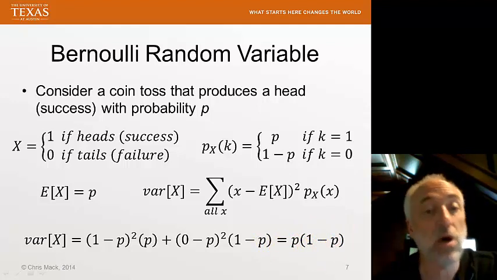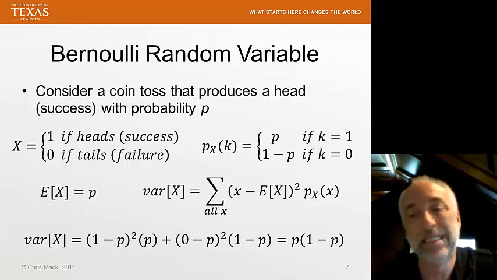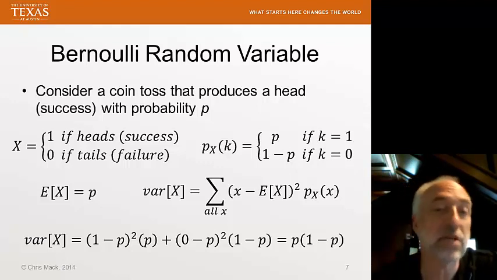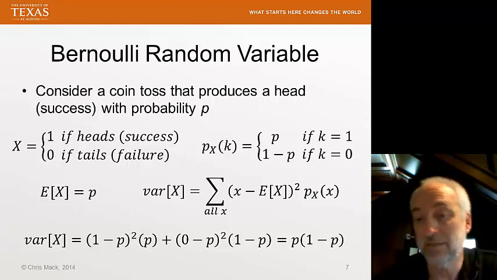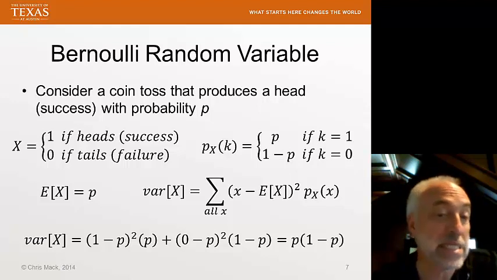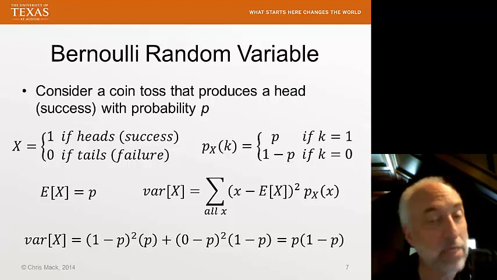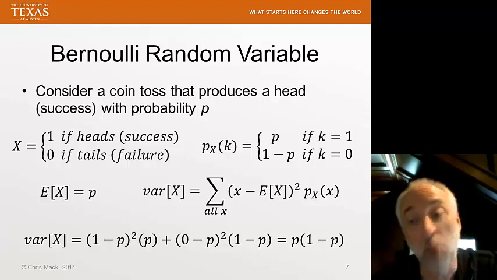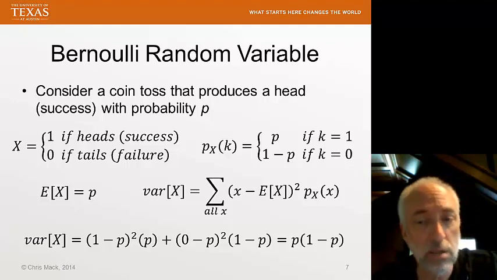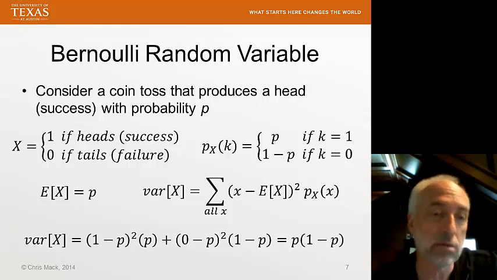Now maybe you thought that the expectation value equal to p was quite intuitive, but it's kind of hard to understand by intuition what the variance is going to be. P times 1 minus p is the variance. Notice that the variance is at its maximum when p equals 1/2. As p gets smaller or larger than 1/2, the variance goes down. At the extreme cases, if p is either 0 or 1, then the variance goes to 0.